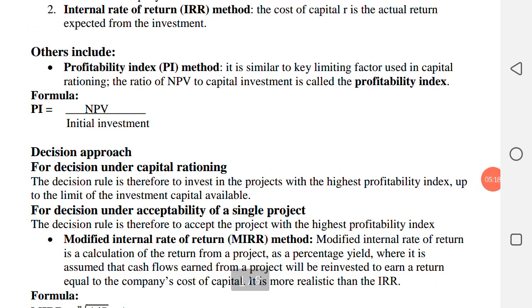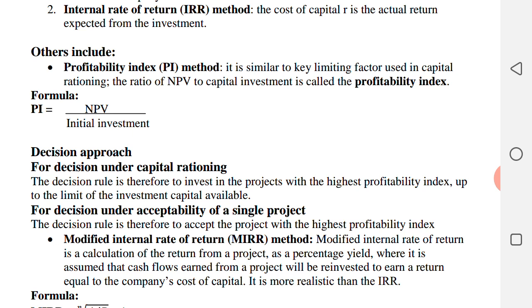We also have the profitability index, the PI. This is similar to the key limiting factor used in capital rationing. The ratio of NPV to capital investment is called the profitability index. That is the PI. This one is just like your limiting factor.